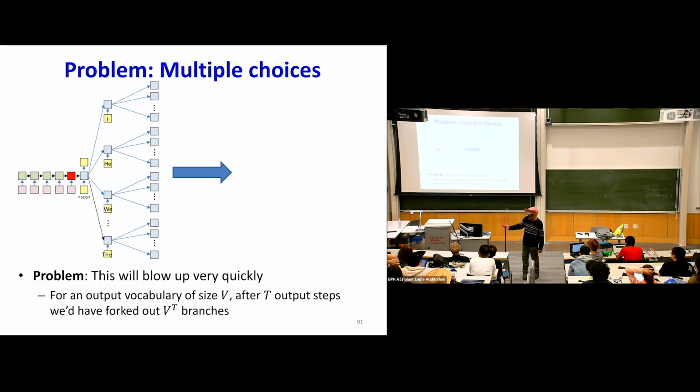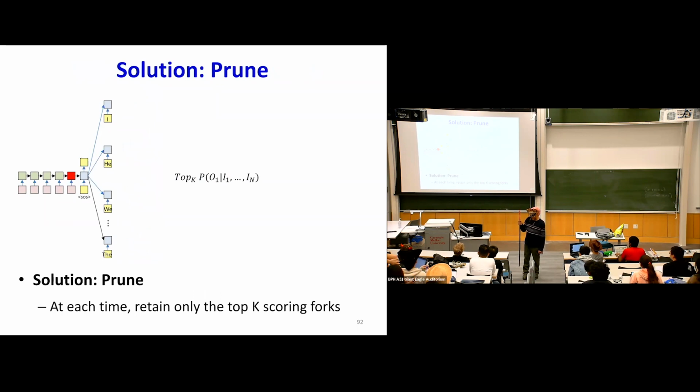Now, James, what is the problem with this? The tree is really big. The tree is going to blow up. What is the solution? I actually haven't figured it out. You did. We did this in the last class. Top K, right? I can just keep the top K guys. So prune.